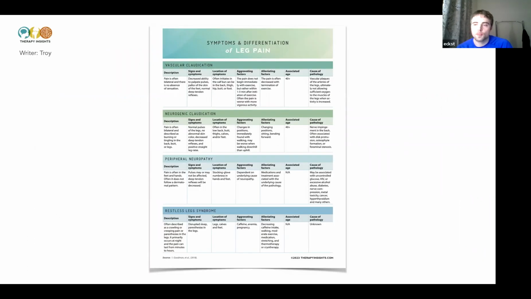So, cool. Moving on, our next resource is a nice one-page handout about symptoms and differentiation of leg pain. Since this resource was created by Troy, I will let Troy talk about this. Yeah, great. So this is really meant to be a quick and easy differentiation of some common pathologies associated with leg pain or lower extremity pain.